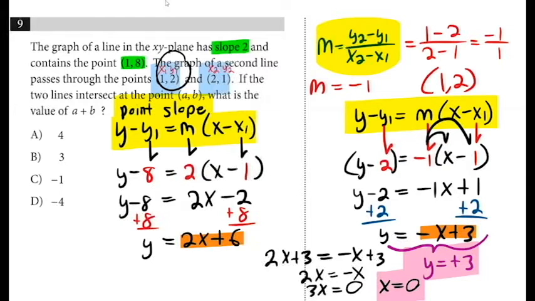And the question said the intersection point is (a, b). So we got (0, 3). The question was calling those a comma b. So that's telling us that a is 0 and b is 3. And a plus b is going to be 0 plus 3, which is going to be choice B, 3.